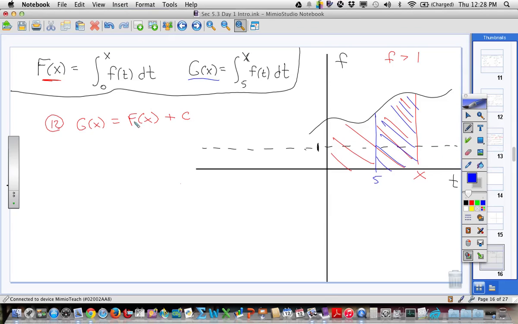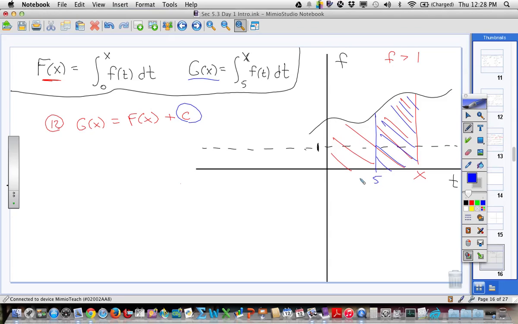The red F is bigger. So if these two are going to be equal, C's got to be negative. Right? We got to take away some areas to make them equal. Specifically, we'd have to take away this piece of area here from 0 to 5. That would be the C.